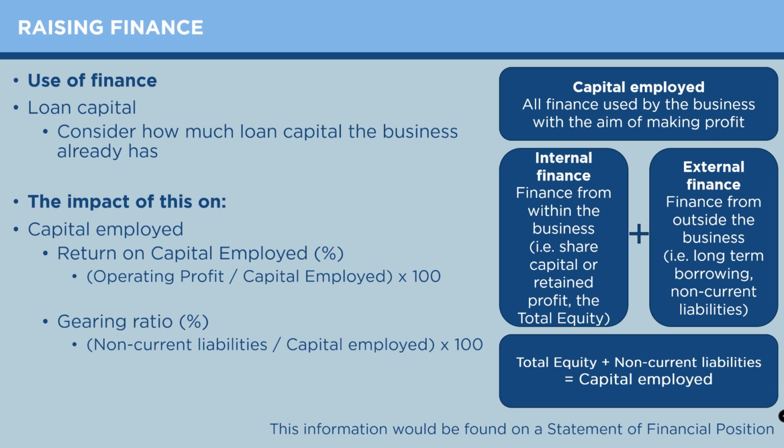And then the external finance, the long-term borrowing, the long-term debt, that is what we call our non-current liabilities. And so that's also part of the statement of financial position. And if you add those two together, you get your capital employed. Two really, really important key terms. You just need to know them if you're going to be able to do those calculations. So if you see ROCE or you see gearing, you need to know what capital employed means.